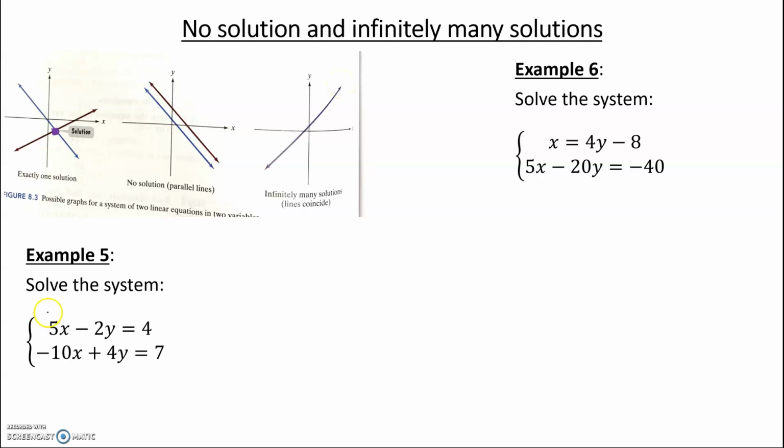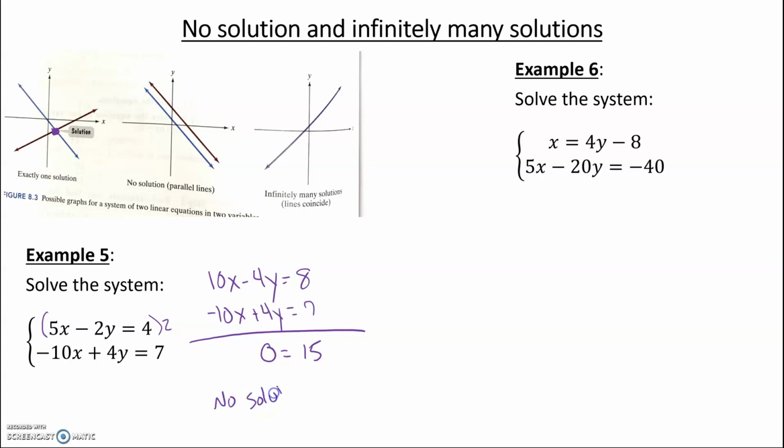So just so you have graphically what we're looking at here, let's go ahead and solve. Looks like we're going to multiply the top by 2. So we got 10x minus 4y equals 8. And then negative 10x plus 4y equals 7. We're going to go ahead and use addition. X's cancel out, y's cancel out. We're left with 0. And then 8 plus 7 gets me 15. Notice 0 does not equal 15. That would be an example of no solution. Those are parallel lines. They are never going to cross.